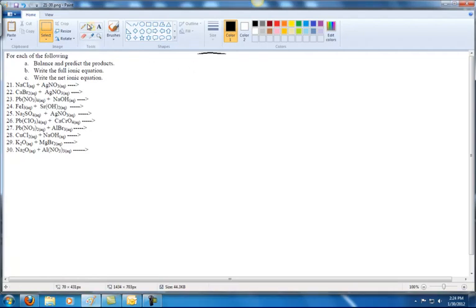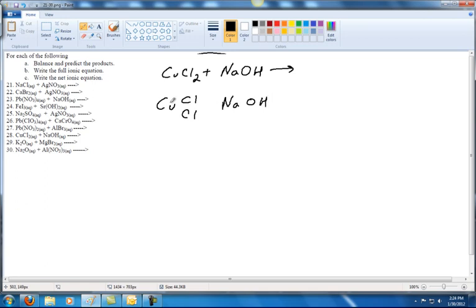Alright, so now we're looking at number 28, and 28 is CuCl2 plus NaOH. If I draw out the compounds here, we've got Cu with 2 Cl's and we've got NaOH. And over here we're just going to take 1 copper, 1 chlorine, 1 sodium, 1 hydroxide.